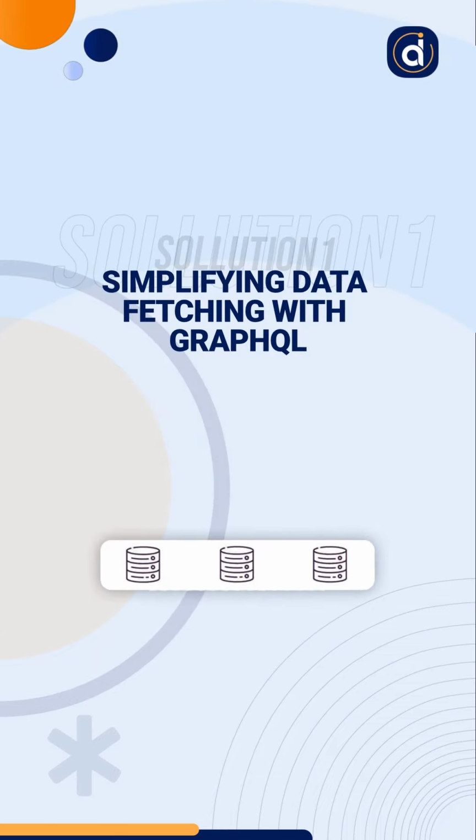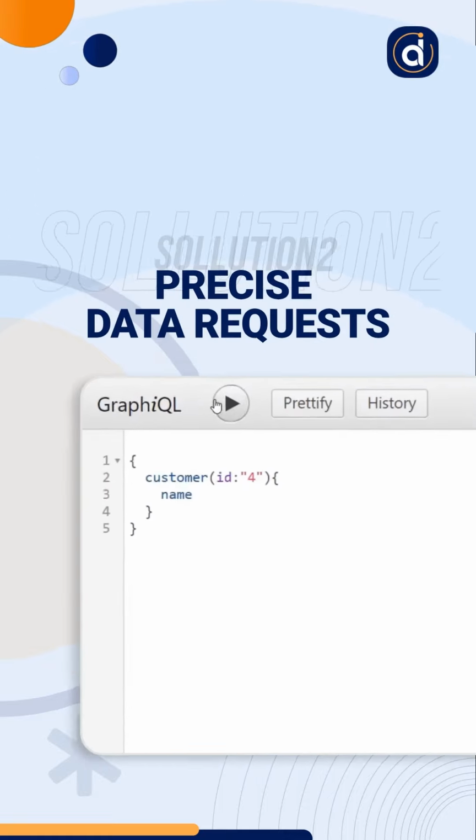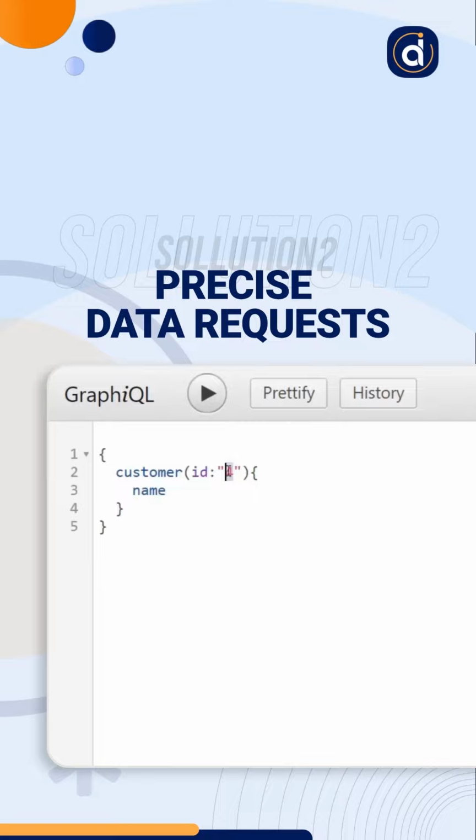Simplifying data fetching with GraphQL. GraphQL allows developers to fetch exactly the data they need in a single request, eliminating the need to manage multiple REST endpoints. Precise data requests. Specify the exact fields and relationships you need in a single query.